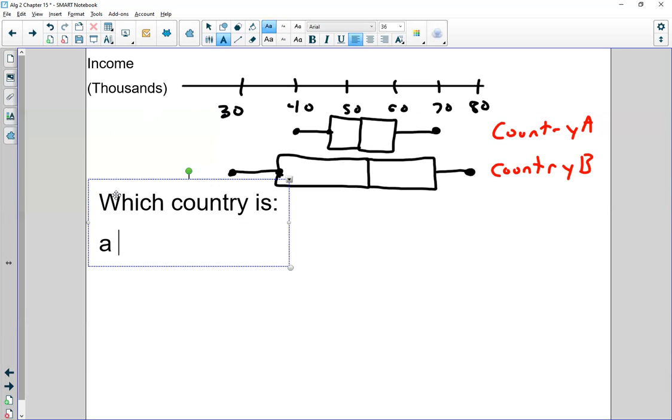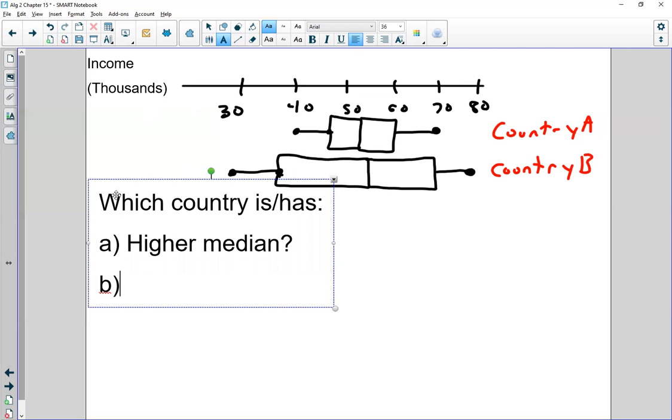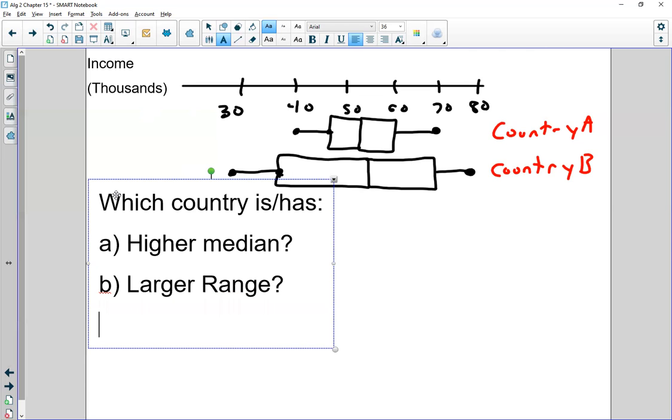Let's make some questions up. The country has a higher median, larger range.